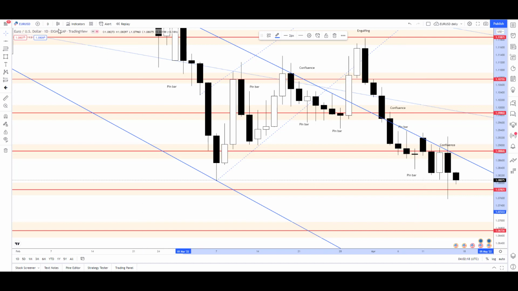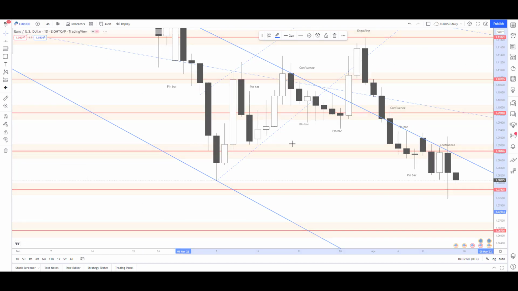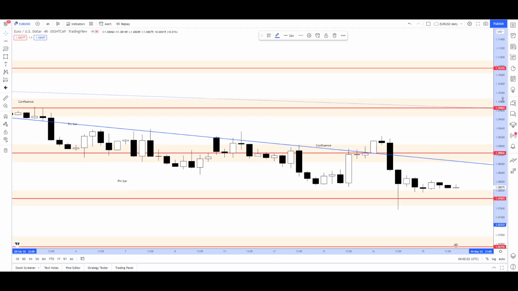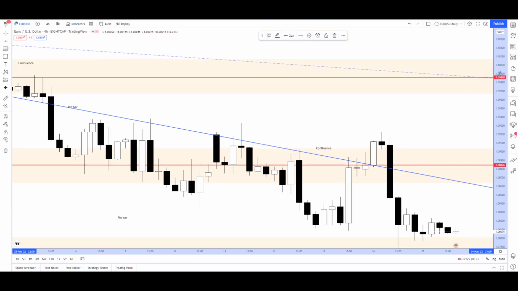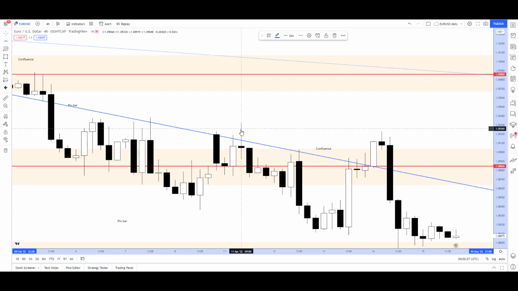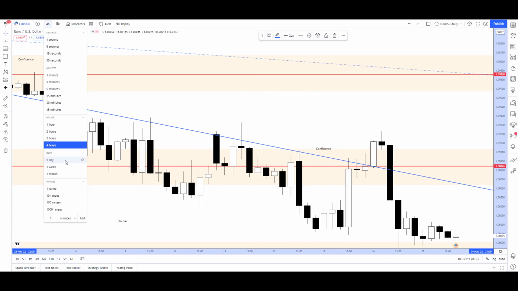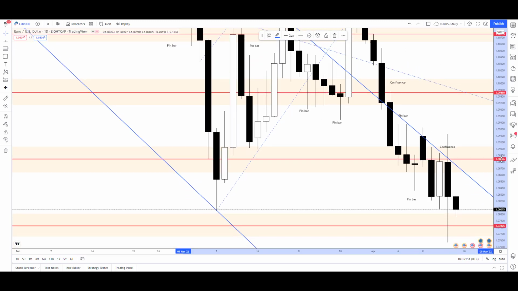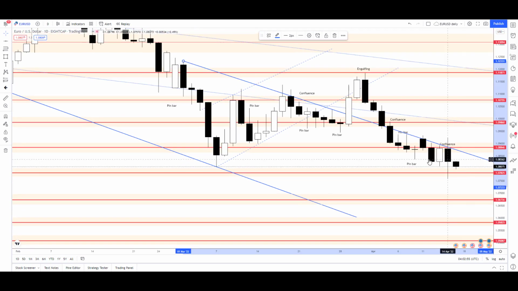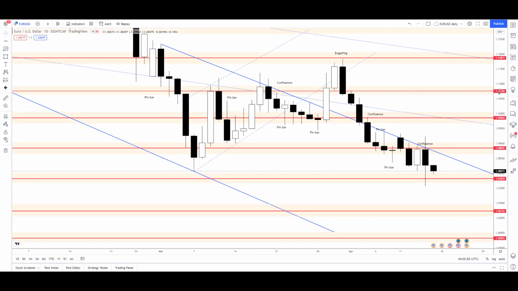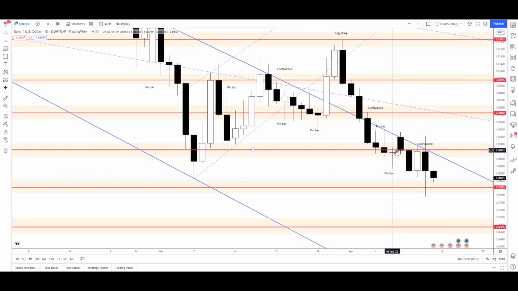But if we take a look at a 4-hour time frame, we can see that there was a bearish pin bar right on the downtrend resistance line that pushed the price down. If we take a look again on the daily time frame, we can see that the price has closed the day right on the support level here, 1.08846. So on Tuesday, the price made a bearish candle that took the price completely down.